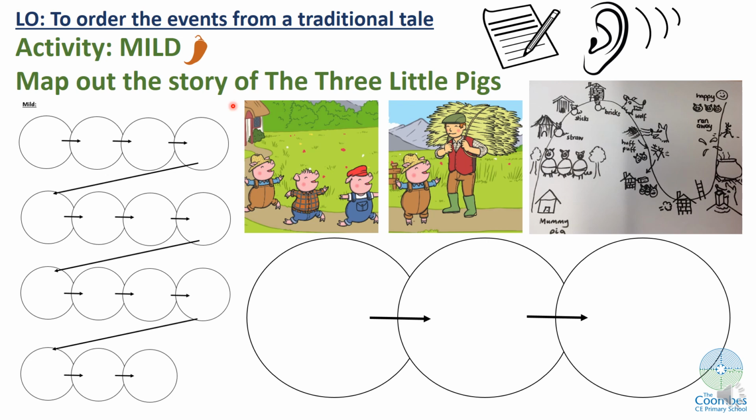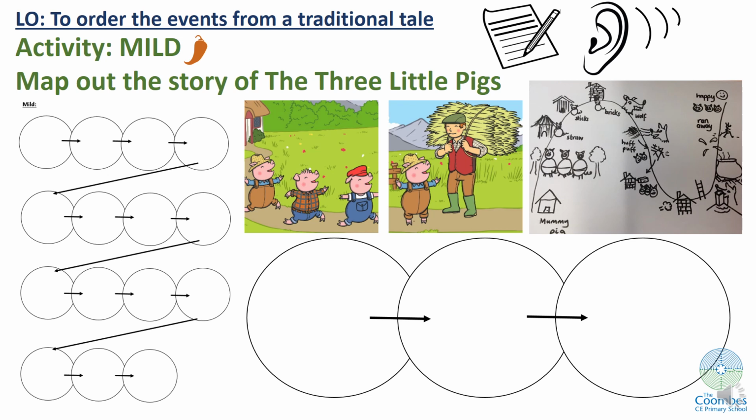If you would like to do the mild activity, then you will need to find the sheet that looks like this. If you don't have access to a printer, then you can just draw the 15 pictures, so the 15 circles for the 15 pictures in the story. So with this text map, each picture is going to be a part of the story. So you're going to be drawing each picture.